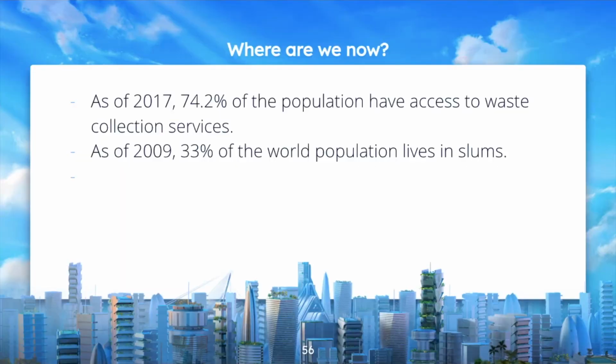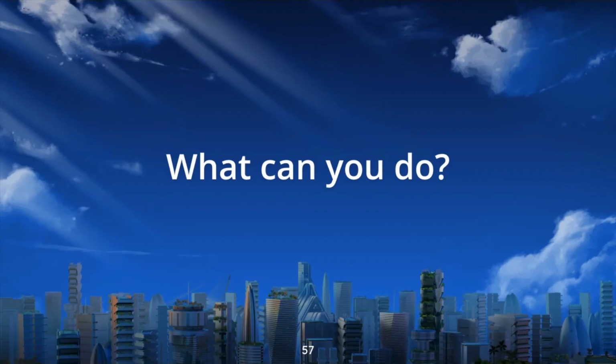So where are we now? It's quite difficult to track where we are now, as a lot of these targets are kind of hard to follow objectively with statistics. However, a few statistics include that as of 2017, 74% of the population have access to waste collection services, and as of 2009, 33% of the world's population lives in slums. So what can you do to help out with these issues?